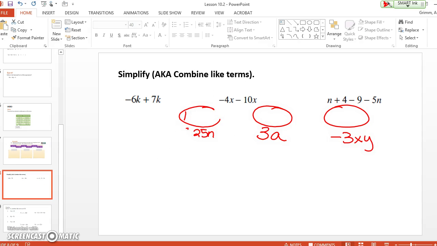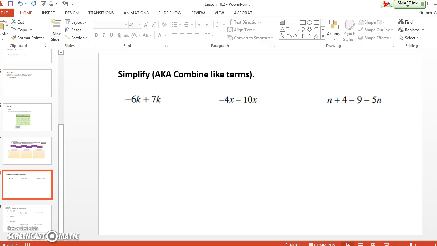Okay, so you can see directions say 2 things. Sometimes in the stuff that we're going to do this year, next year, it's going to just say simplify. And simplify means that one should make it simpler. Or sometimes they'll say combine like terms, and that both means the same thing. So now we're going to go through and combine these.